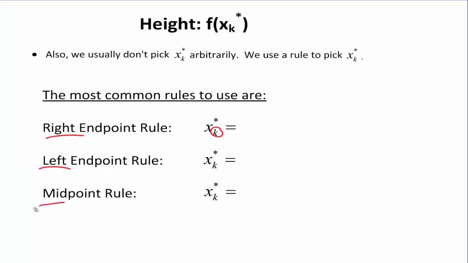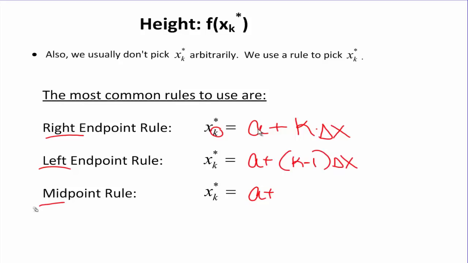We have formulas for x_k star depending on which one they tell us to do. If they tell you to do right, it's A, the original left edge, plus k, which rectangle you're on, times delta x, the width of those rectangles. If you are doing left, it's A plus (k minus 1) delta x. And if you're doing midpoint, it's A plus (k minus a half) delta x. So that's just the formula. You need to know it.